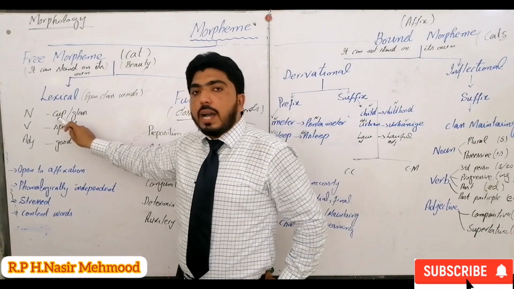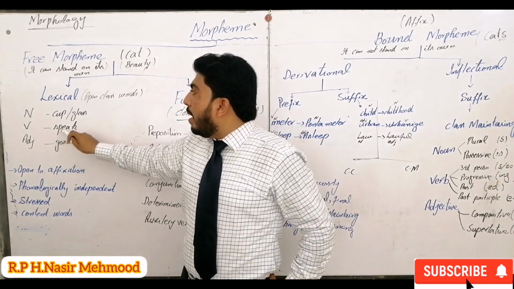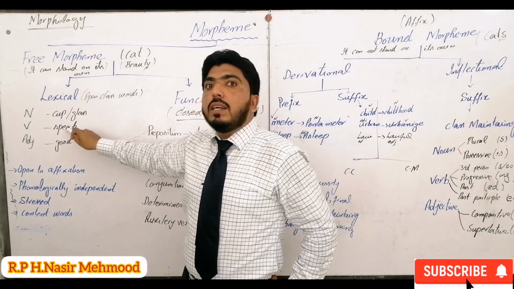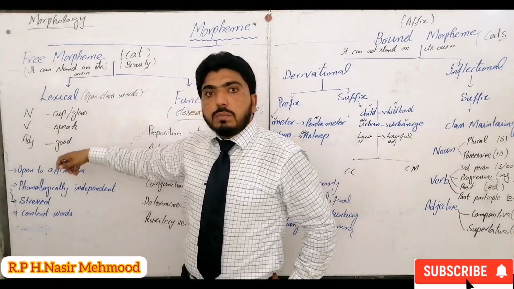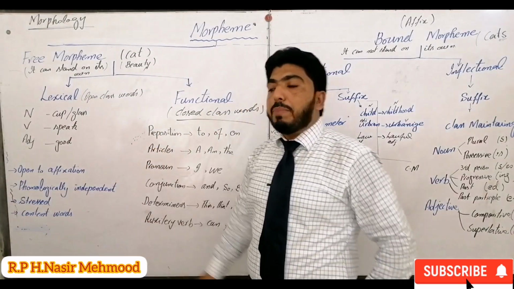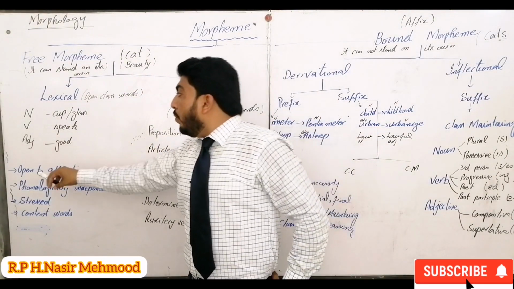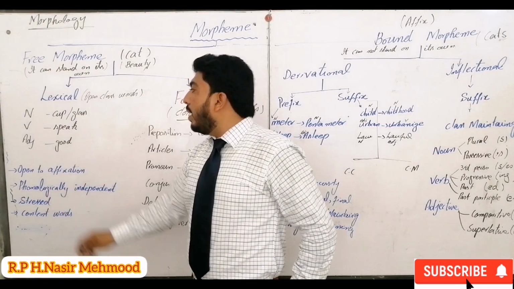For example, the word cup, we can add a new morpheme like cups. For example, we have speak, we can add speaks, speaker, right? And good, in adjectives we can add better, right? So open to affixation, this is one of the qualities of lexical morpheme.